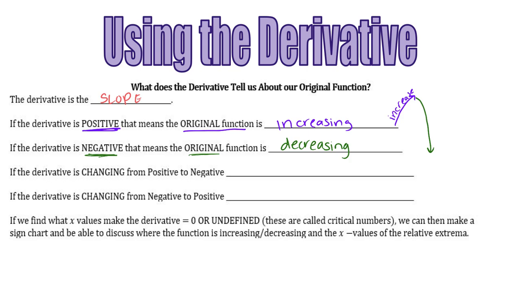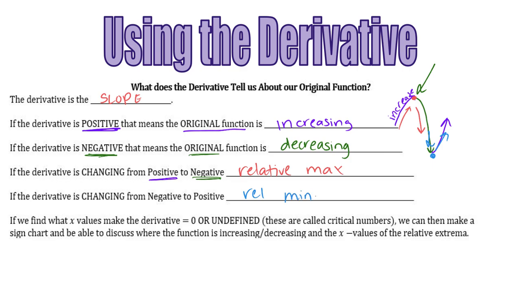I want you to notice something in that picture right here. I changed from increasing to decreasing. If I changed from decreasing to increasing, that's going to create a relative extrema, and it's going to be a different type of relative extrema based on what we're doing. So what we just saw is when we changed from positive, or from increasing, to negative, so when the derivative changes from positive to negative, we have a relative maximum. When we are changing from decreasing to increasing, we have a relative minimum.